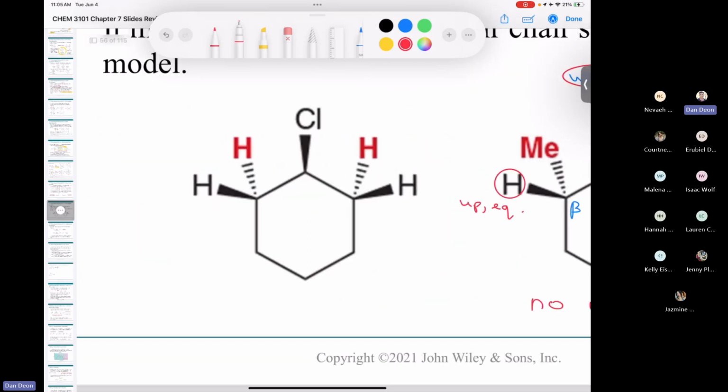However, if I look at this and I say my chlorine is up and axial, then this proton is down and what? Could anybody answer that?